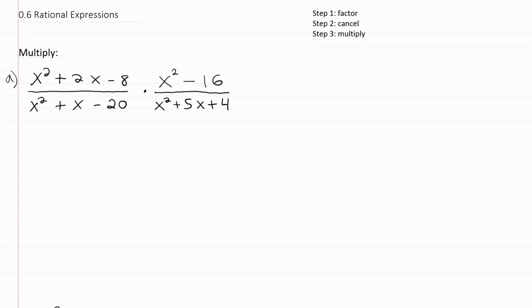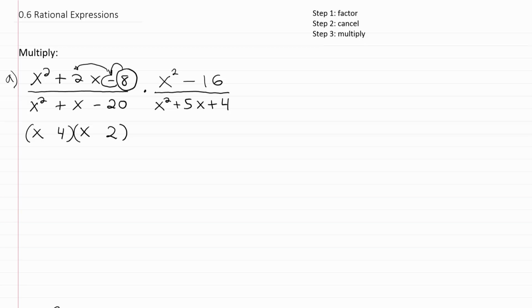In order to multiply rational expressions, the first thing you ought to do is to factor the numerator and the denominator of each rational expression. So I'm going to start with the first rational expression and split up the numerator into two parentheses. That x squared will become x and x. Then we're going to be looking for factors of 8 that subtract to give you positive 2. Well, factors of 8 that subtract to give you positive 2 will be 4 and 2.